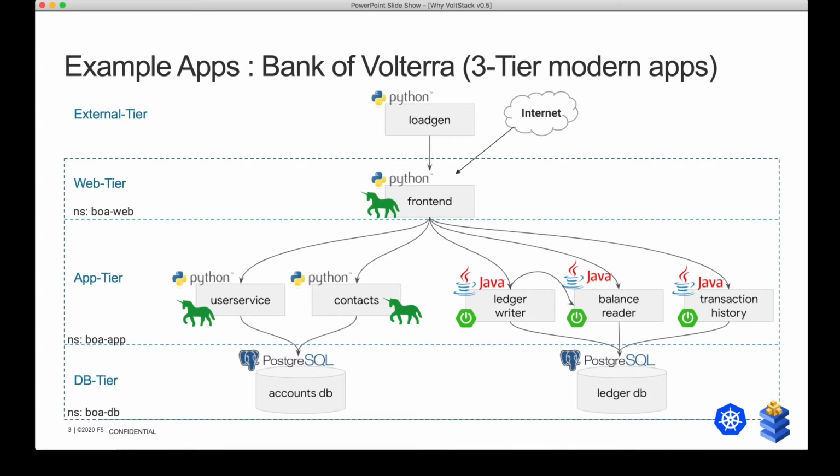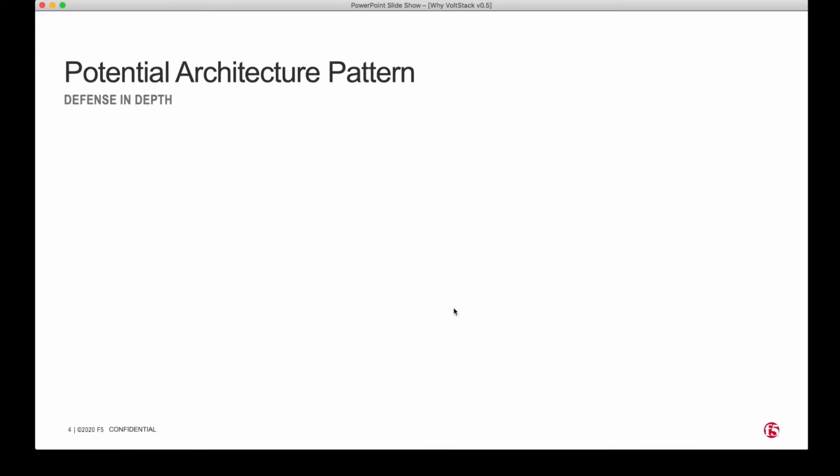This application is currently deployed in the F5 VoltStack platform in a multi-tier fashion, where each tier is deployed in its own namespace. This multi-tier application can be deployed into many potential architecture patterns. Typically, there are 2 or more architecture patterns for this type of application.